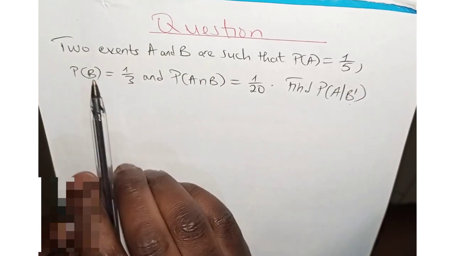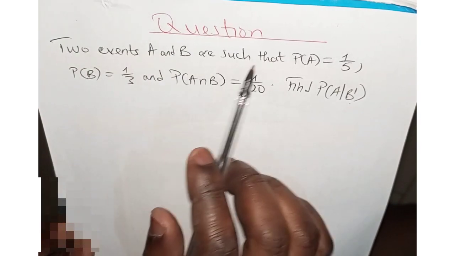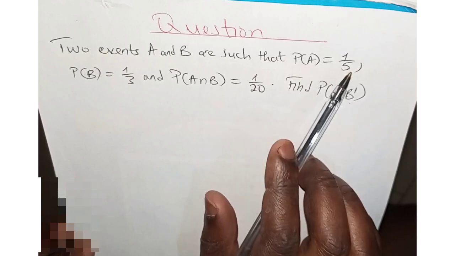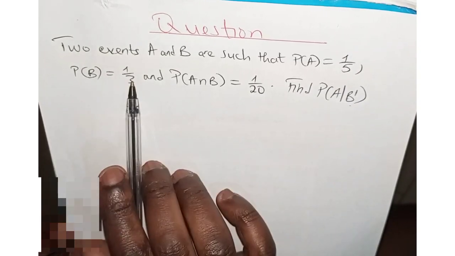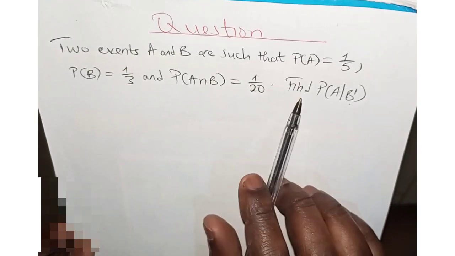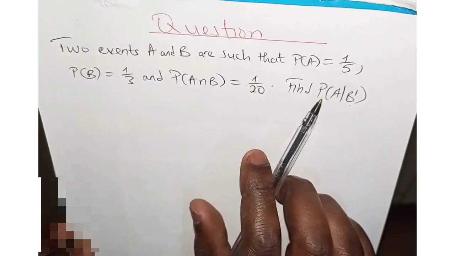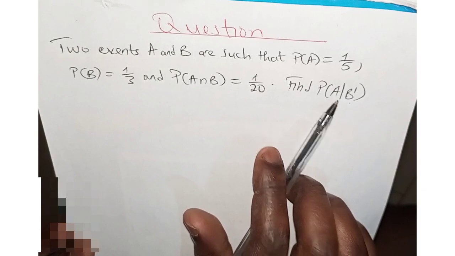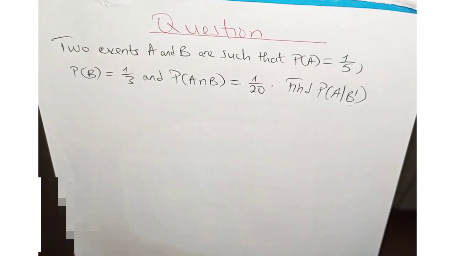Now the question says two events A and B are such that the probability of A occurring is 1 on 5, the probability of B occurring is 1 on 3, and the probability of the intersection is 1 on 20. Find the conditional probability, that is, the probability of A given B prime.